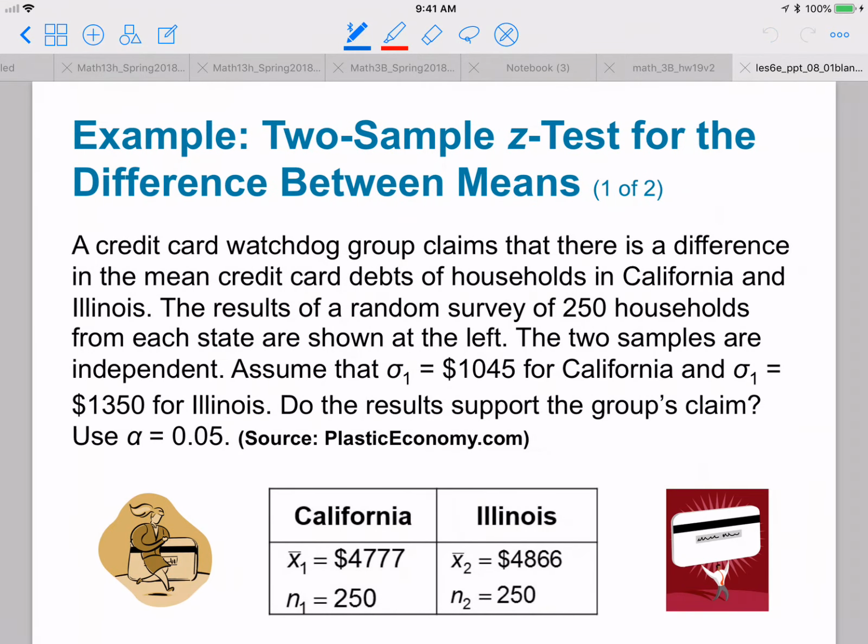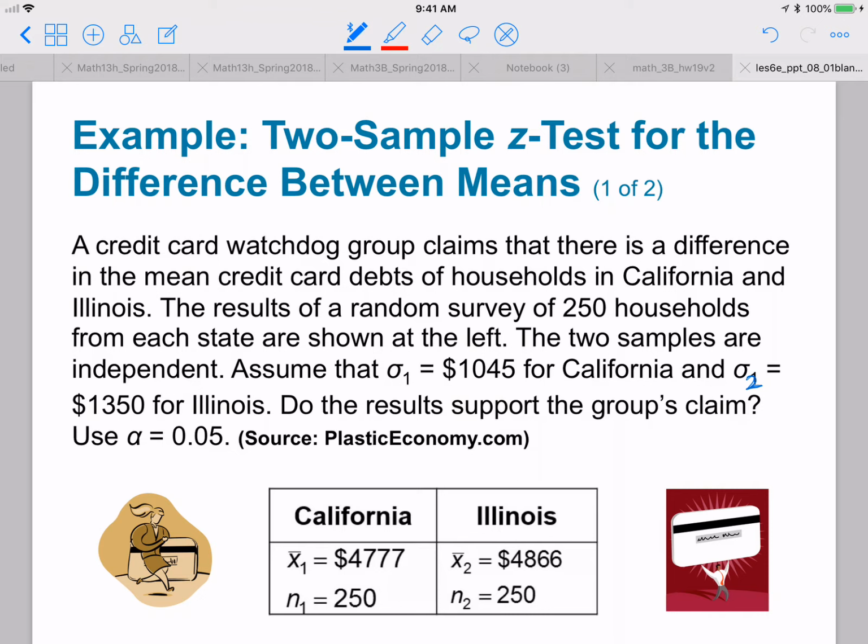Okay, so let's get started with an example. A credit card watchdog group claims that there is a difference in the mean credit card debts of households in California and Illinois. The results of a random survey of 250 households from each state are shown at the bottom here. The 2 samples are independent. Assume that sigma 1 is 1045 and sigma 2 is 1350, so this should actually be sigma 2. Do the results support the group's claim? Use alpha equals 0.05.